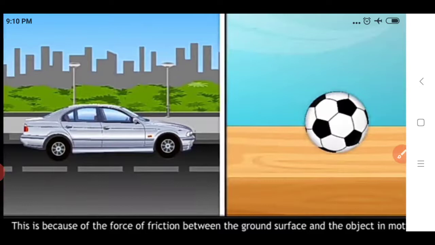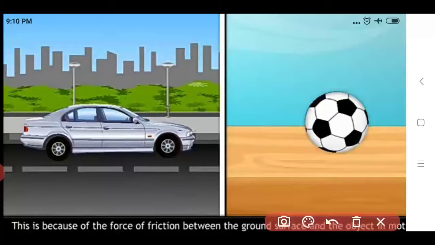So why did this happen? This is because of the force of friction between the ground surface and the objects in motion. Objects which are in motion get stopped due to another type of force acting on them. In both cases we apply the brake or stop the engine, and the ball also slowly stops after traveling some distance. So here friction takes place. Friction means there is some opposing factor acting on these moving objects.